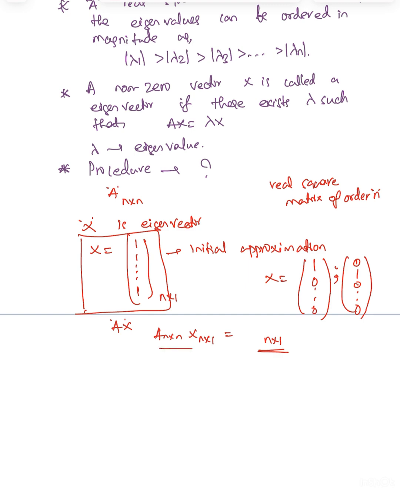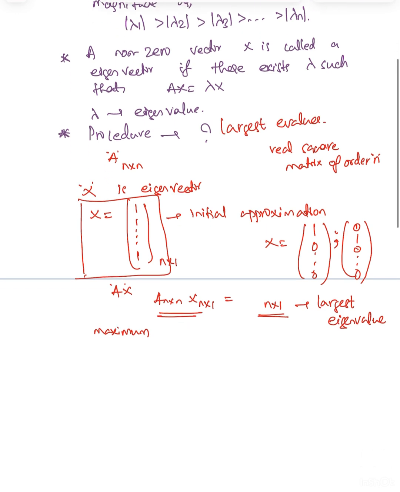From this we have to take the maximum entry out. This procedure is for the largest eigenvalue, because we have a different procedure for the smallest eigenvalue. So we take the maximum entry out of the product Ax, and write Ax is equal to lambda times x dash. After taking some quantity out, x is changed to x dash.